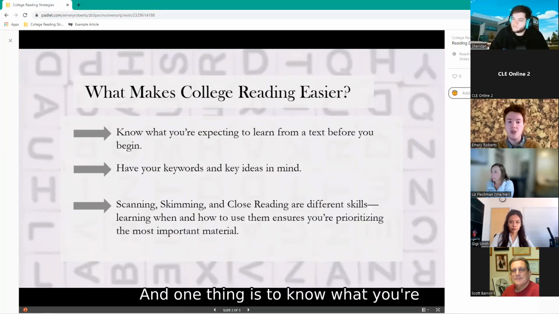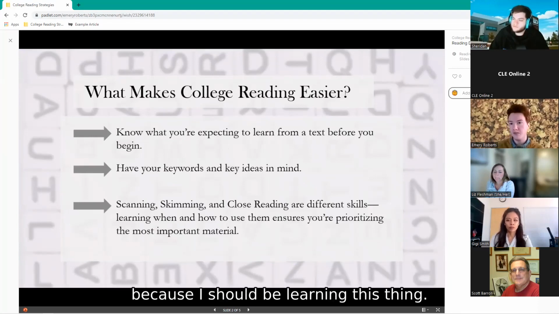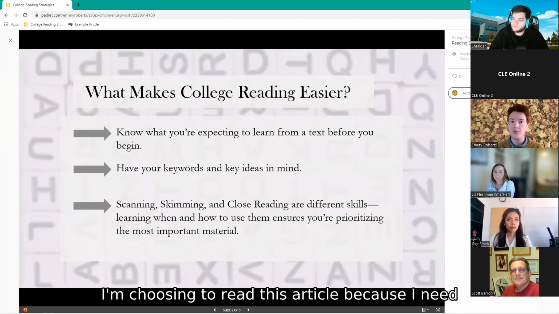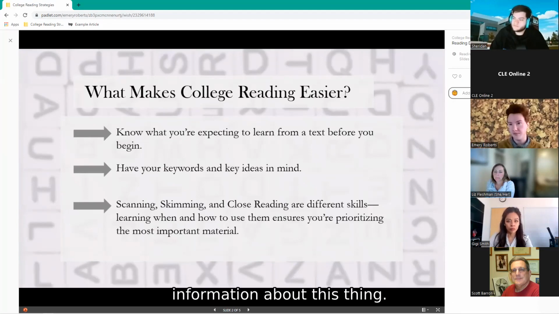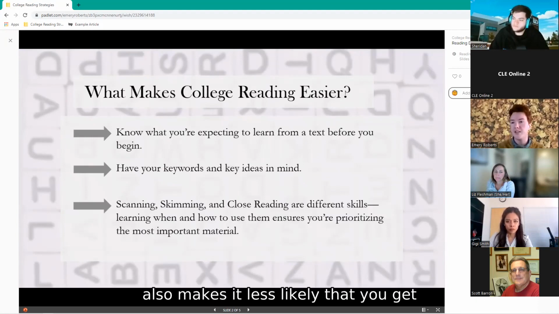One thing is to know what you're expecting to learn from a text before you begin. Okay, we're not reading a novel here. It's a-okay if we spoil it for ourselves. It's good to have a general sense of, oh, my teacher's asking me to read this textbook because I should be learning this thing. Or if you're doing a research project, I'm choosing to read this article because I need information about this thing. Having that kind of question or learning goal in mind before you start makes it easier. It also makes it less likely that you get lost in the weeds, so to speak.